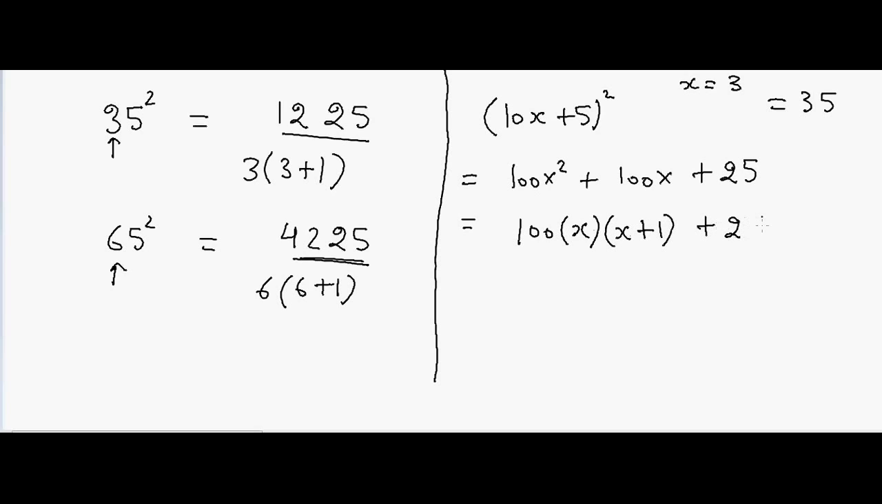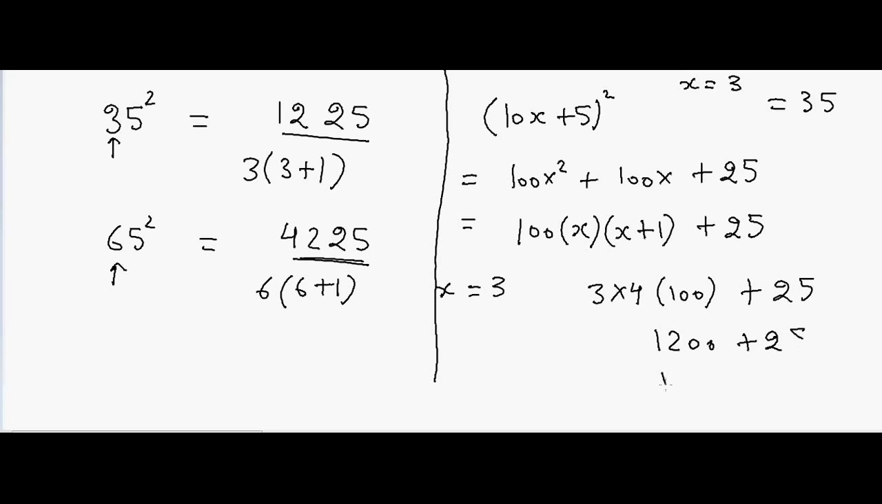If we solve this, that will be equal to 100 into x into x plus 1 plus 25. So as you can see, we are taking the first digit and adding a number to it, multiplying it by 100 and then adding a 25. So here if x is equal to 3, then we'll get 3 into 4 into 100 plus 25. So that will give me 1200 plus 25.